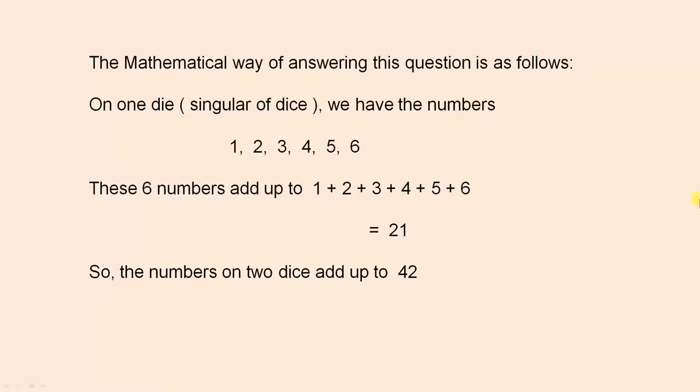The mathematical way of answering this question is as follows. On one die, which is singular of dice, we have the numbers from 1 to 6. These 6 numbers add up to 1 plus 2 plus 3 plus 4 plus 5 plus 6. That gives us 21. So the numbers on 2 dice add up to 42. 21 plus 21 gives us 42. So that's a very important piece of information.